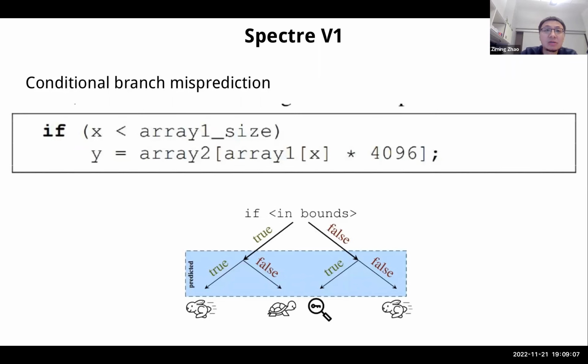So here is Spectre version 1. It looks like this. It's basically a conditional branch misprediction. Let's say X is a variable and array size. Then if X is less than the array size, we are going to retrieve the X as index from that array, use that as an index for array 2, and retrieve the data to the Y variable.